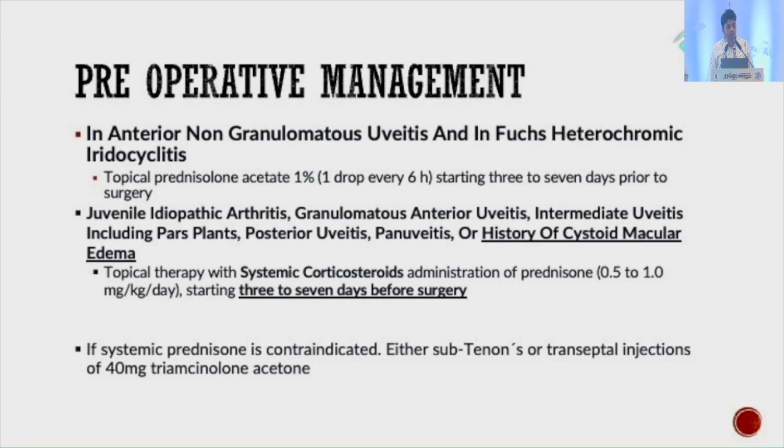Absolute control of the inflammation means no cell in the anterior chamber for at least 3 months, and the vitreous is almost free of cells. Of course, this does not apply when it is a Fuchs iridocyclitis.